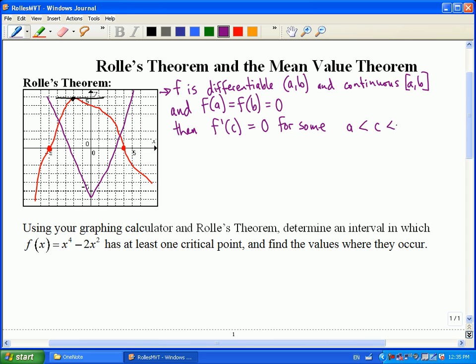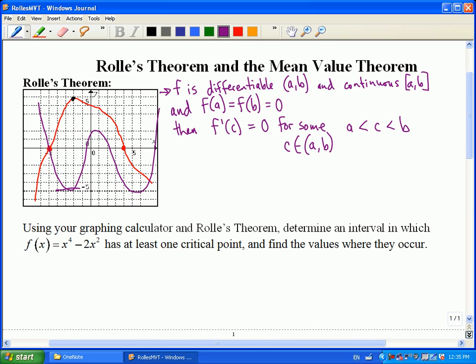there must be at least one point in the middle between a and b where the derivative equals 0. You might also see it written as c is an element of the interval, meaning somewhere in the middle of this interval. There has to be at least one. As long as those conditions are true, there has to be at least the one point. It could be more than one. It could be that I go like this, and I have 1, 2, 3 places where the derivative equals 0.